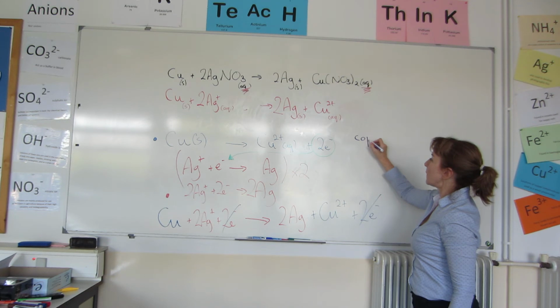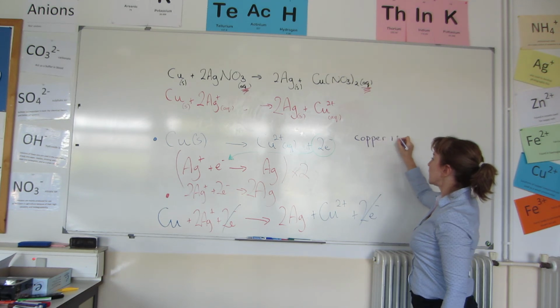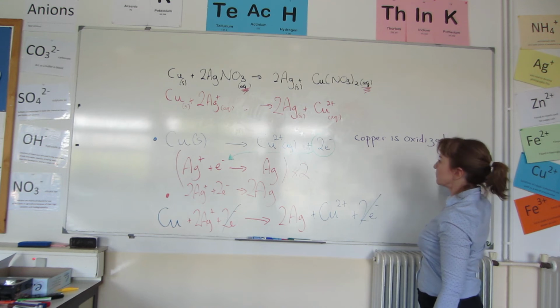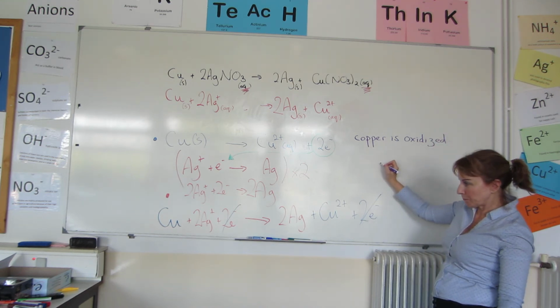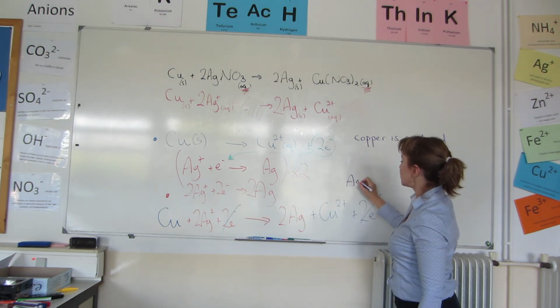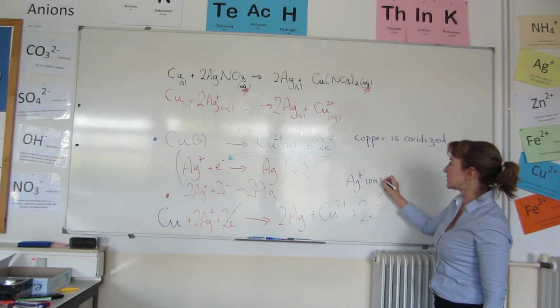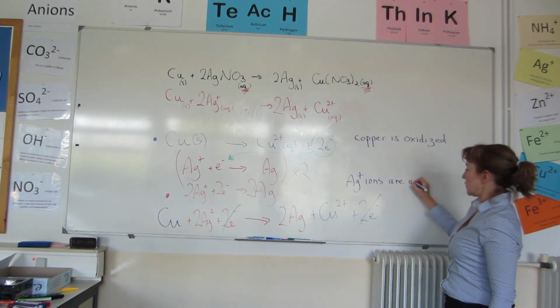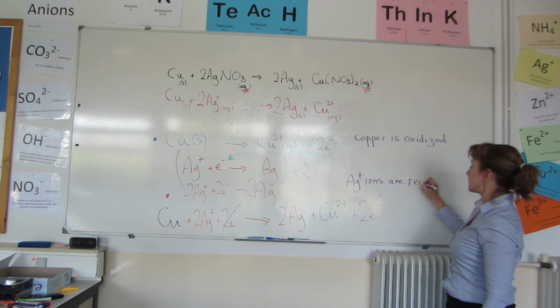Another thing that you should be able to notice is the copper lost electrons. So, copper is oxidized. What happened to the silver ions? Ag+ ions gained electrons, so they are reduced.